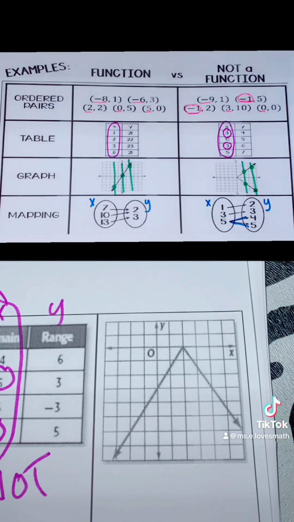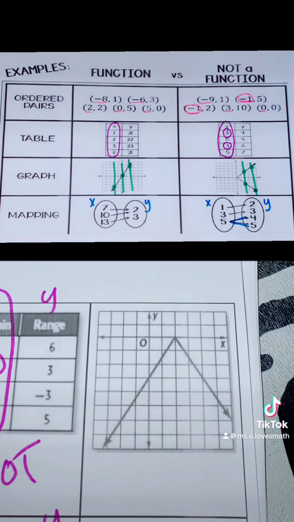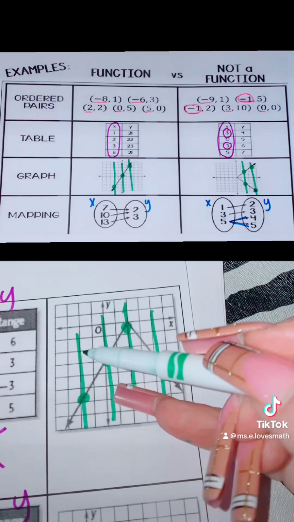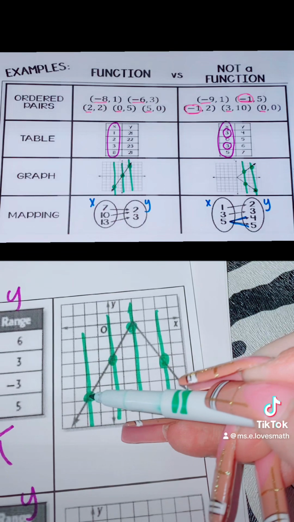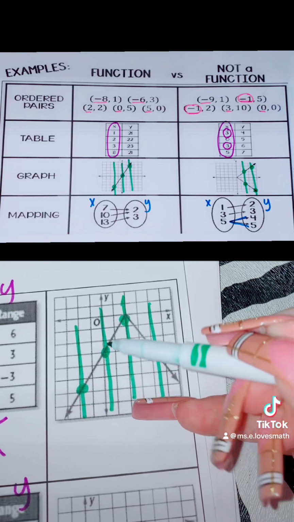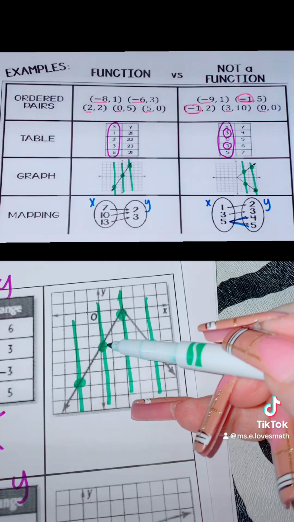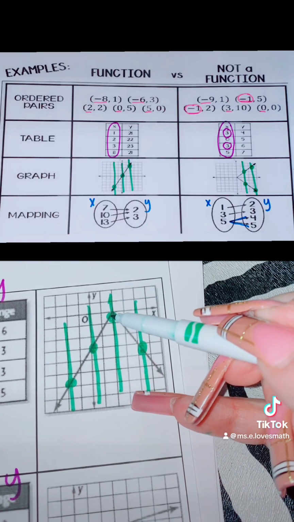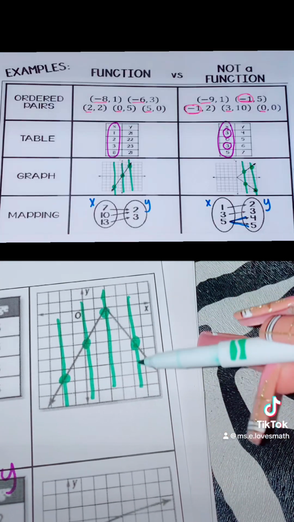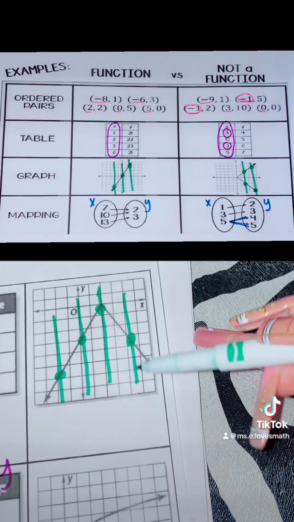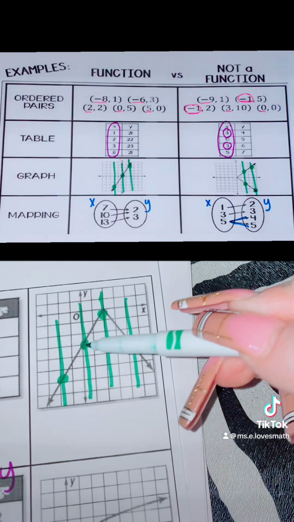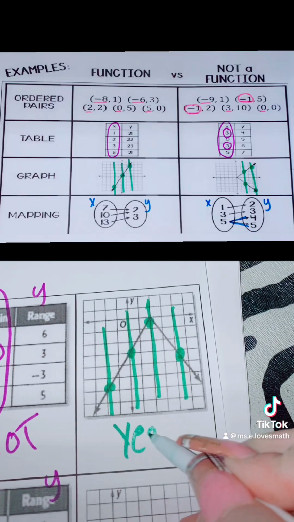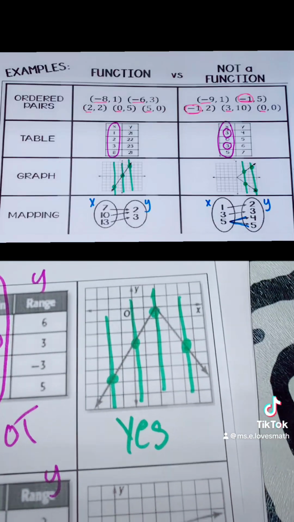Okay, let's take a look at this graph. We need to test it with the vertical line test. Remember, each vertical line is its own test. So this was test number 1. It hit 1 time. Then I tested it again, right here. Again, test number 2, it only hit 1 time. On the third test, it hit 1 time. And on the fourth and final test that I did, it only hit 1 time. Since each of the tests only had 1 hit, yes, this is a function.